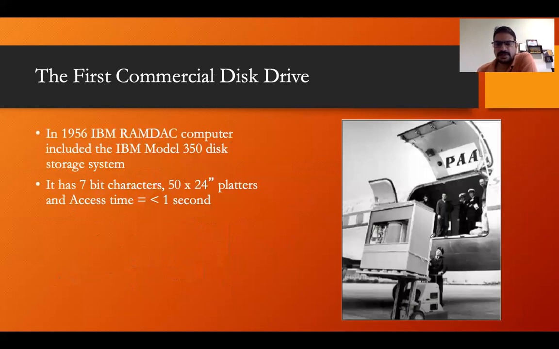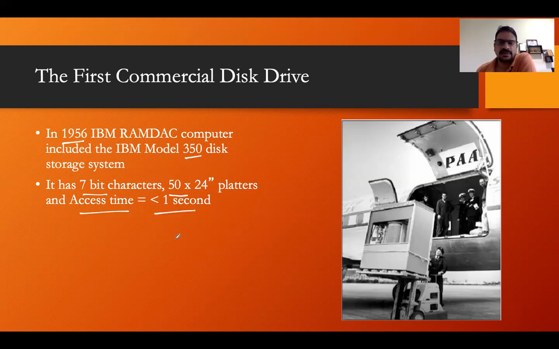Now this is the picture of the first commercial hard disk drive in 1956, developed by IBM, called the RAMAC computer, including the IBM model 350 disk storage system. In this system, 7-bit characters are used in one sector. The platter size is 50 by 24 inches. And the access time here is less than 1 second for one sector.